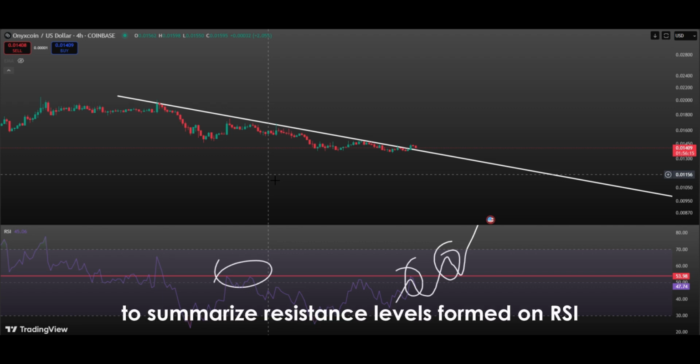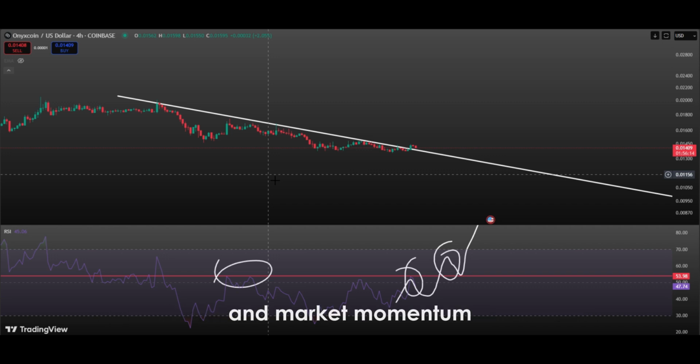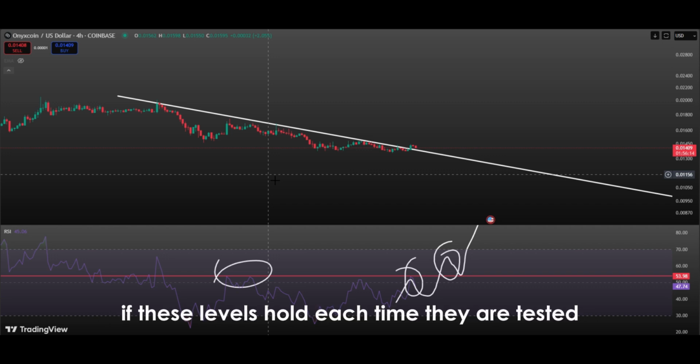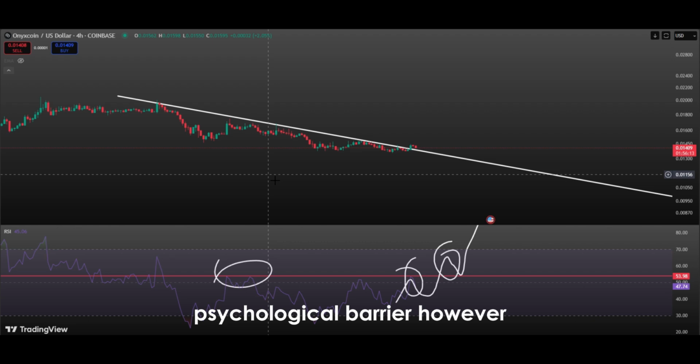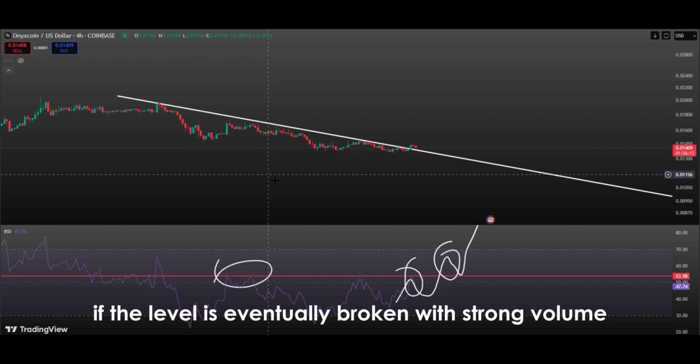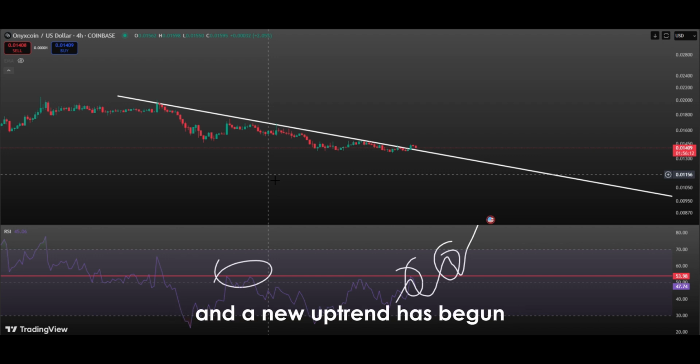To summarize, resistance levels formed on RSI provide valuable insights into investor sentiment and market momentum. If these levels hold each time they are tested, it shows that the level is truly a strong psychological barrier. However, if the level is eventually broken with strong volume, it signals a shift in market psychology, where buyers have taken control and a new uptrend has begun.